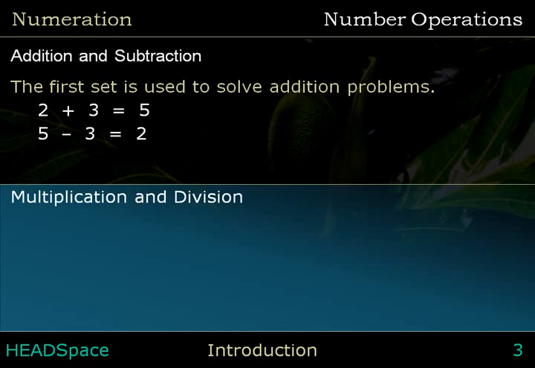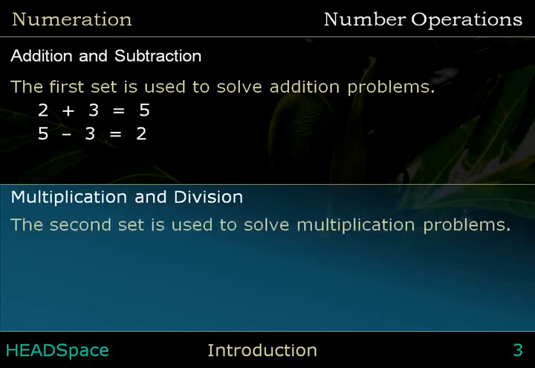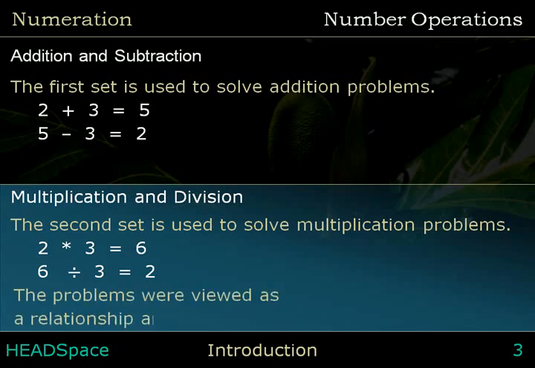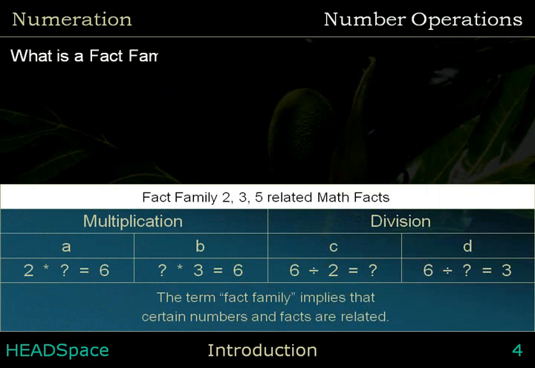Multiplication and division. The second set is used to solve multiplication problems. 2 times 3 equals 6. 6 divided by 3 equals 2. The problems were viewed as a relationship among numbers.